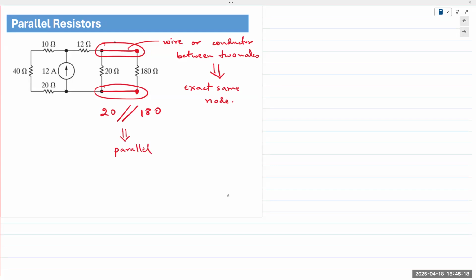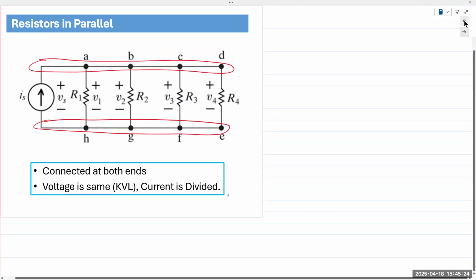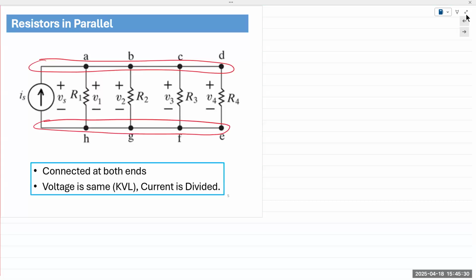Two slanting horizontal lines, parallel. Anyway, so that's parallel. Let's see how we can reduce them. So connected at both ends, and because it's the exact same node, the voltage between those two nodes will be exactly the same for all components.